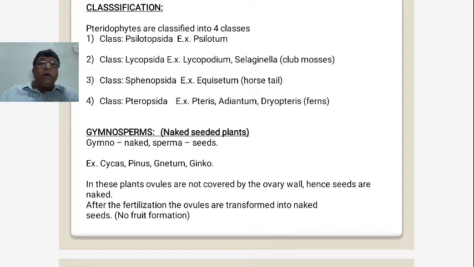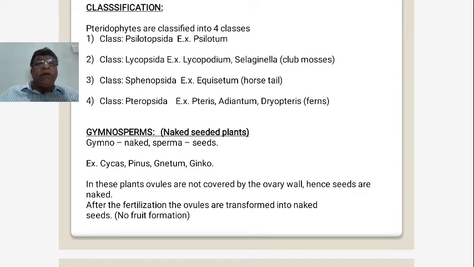Yesterday we discussed pteridophytes. Pteridophytes are vascular land plants. We have discussed some common characteristic features of pteridophytes and also classification of pteridophytes with examples.